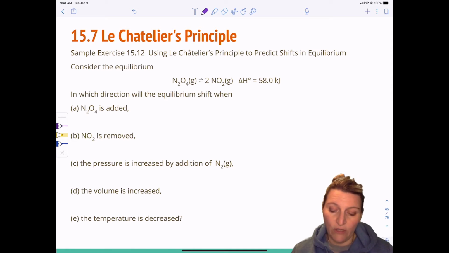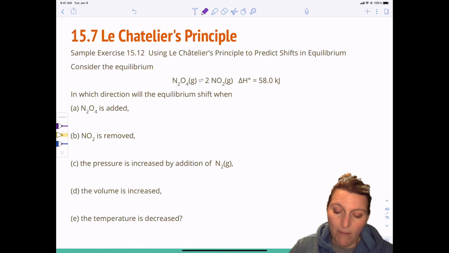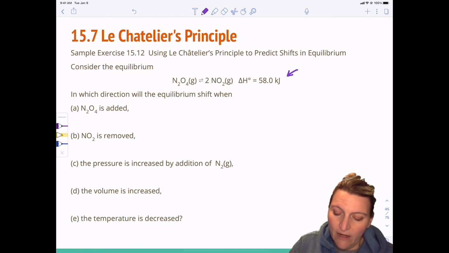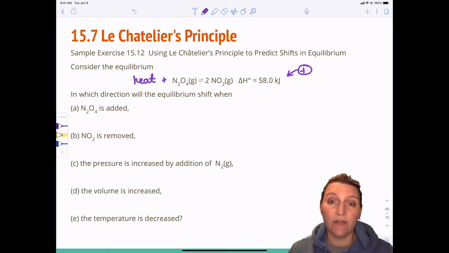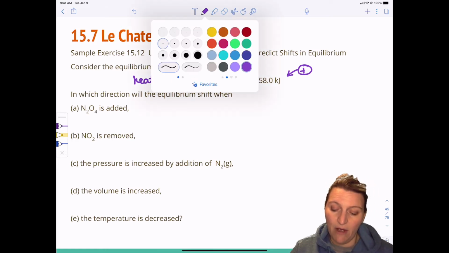So this question gives us an equilibrium. A couple things that I noticed first is that this delta H is positive, which means the reaction is endothermic, and we can consider heat to be one of the reactants. That may become important a little bit later on.